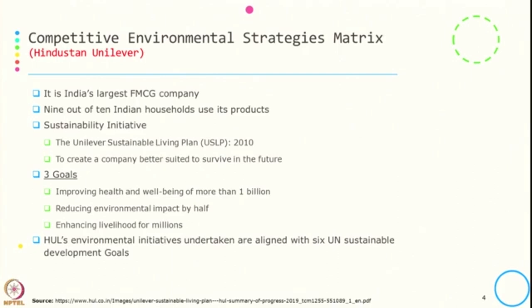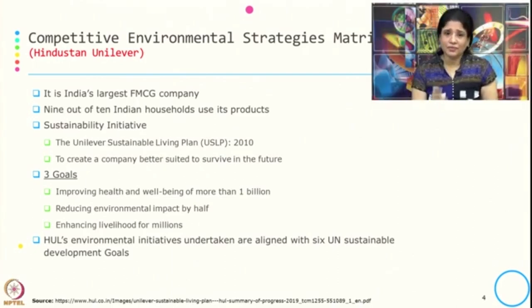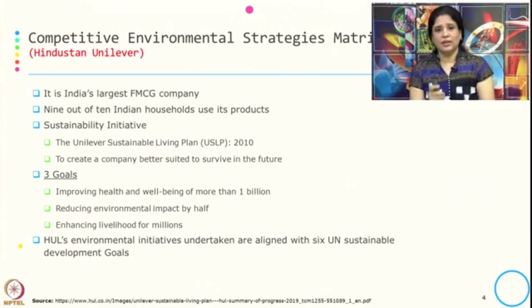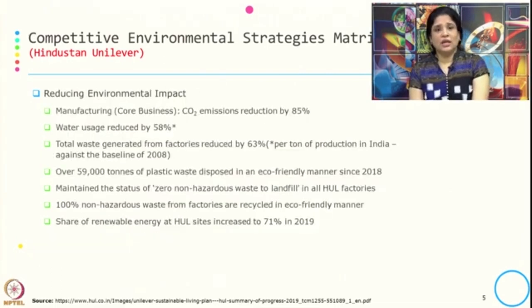The focus is to make the company better suited to survive in the future. It has 3 goals: improving health and well-being of more than 1 billion, reducing environmental impact by half, and enhancing the livelihood of millions. Also, whatever initiative they have taken is aligned with the United Nations Sustainable Development Goals. Now, what activities have they taken to reduce the environmental impact?